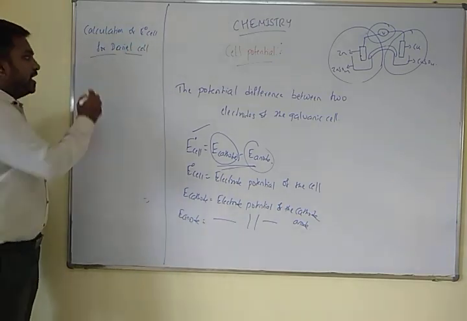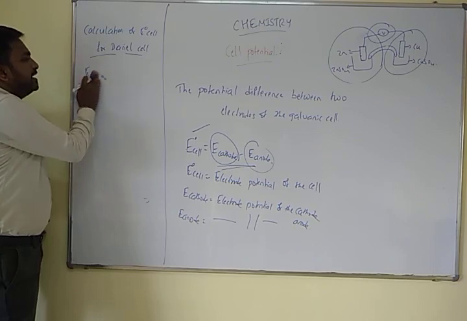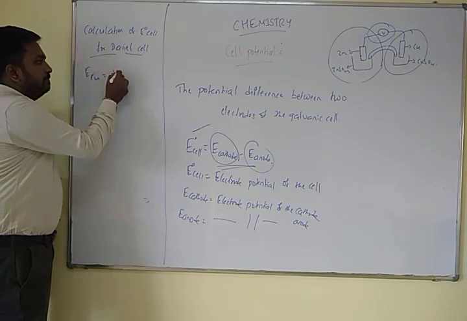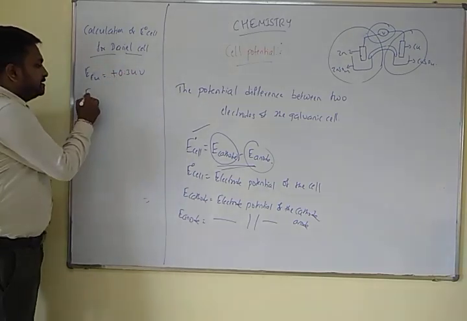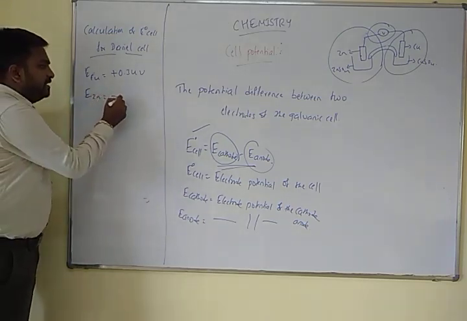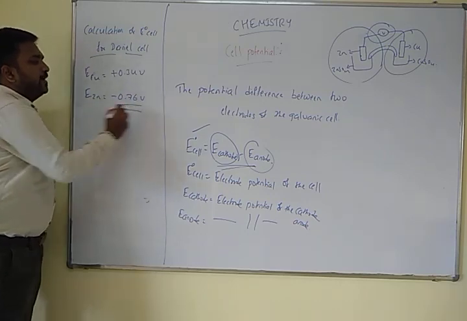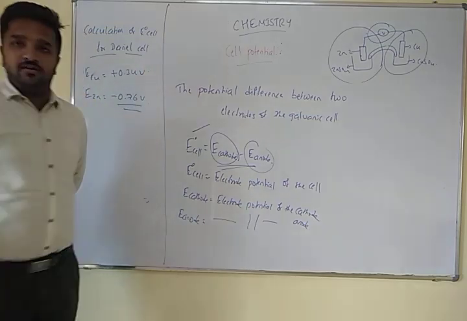In the Daniel cell, we know that E cathode is copper. The value is plus 0.34 volts, whereas E anode is zinc. The value of Zn is minus 0.76 volts. These are the standard values.